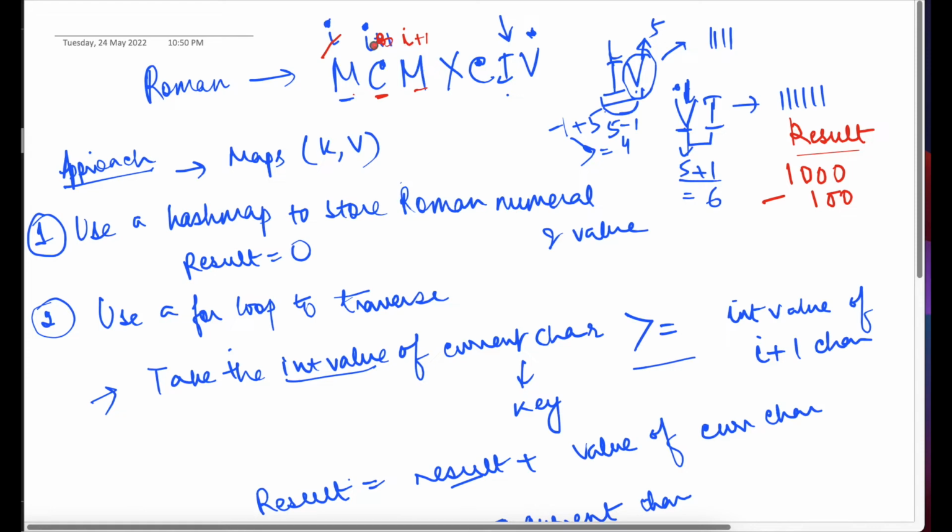Then I moves again here. So I is here, M and X. Is M greater than X? Yes, it is. So 1000 will get added. Then I is here, X is 10. Is 10 greater than C? No, it is not. So we'll subtract it. The value is 10. Then I again moves here. So I is C and I plus 1 is here. C is 100. So 100 is greater than I. Yes, it is. So we'll add 100 here.